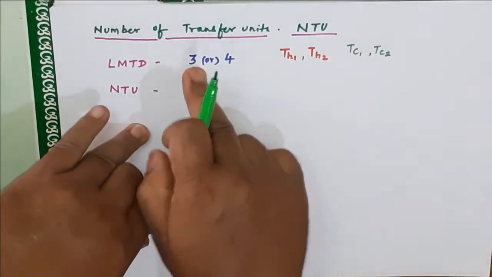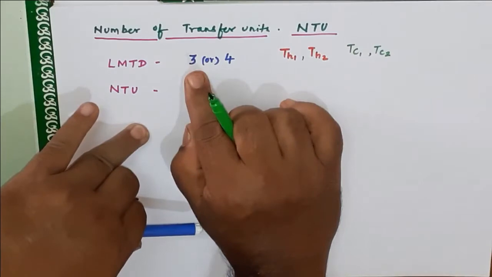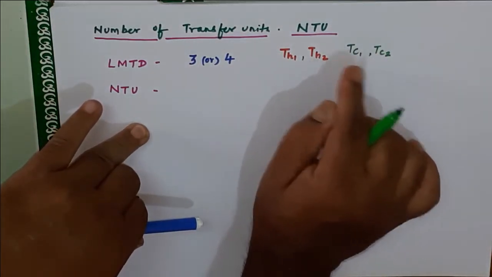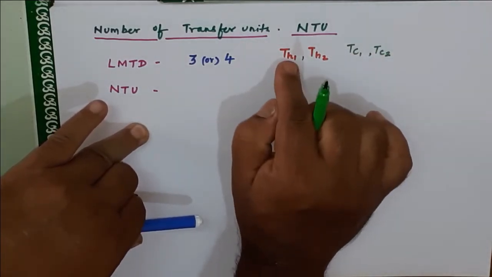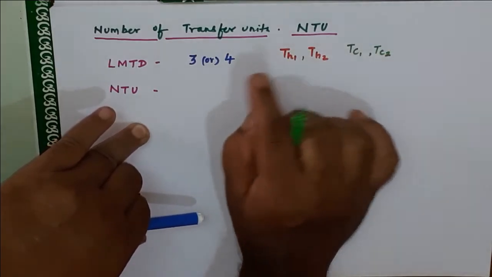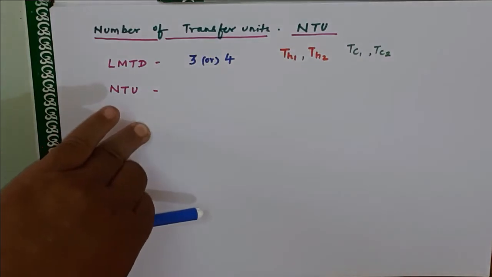If either 3 are known or all the 4 are known, you know 3 temperatures or 4 temperatures. For example, hot fluid inlet and exit are known, cold fluid inlet is known, exit is not known. Or hot fluid inlet, hot fluid exit, cold fluid inlet, cold fluid exit, all four are known. In such a case, you can easily design using LMTD.